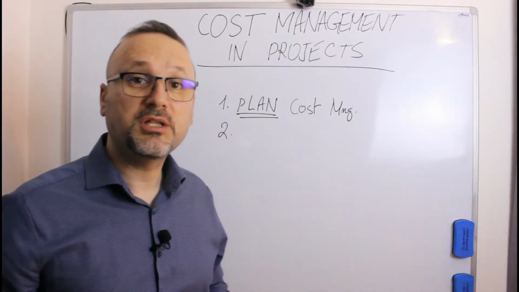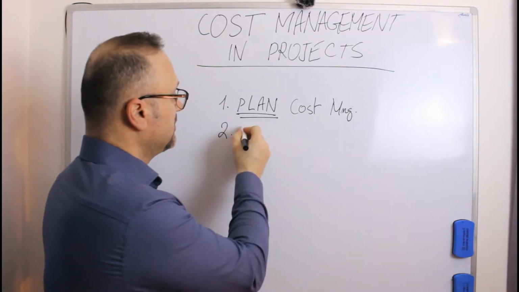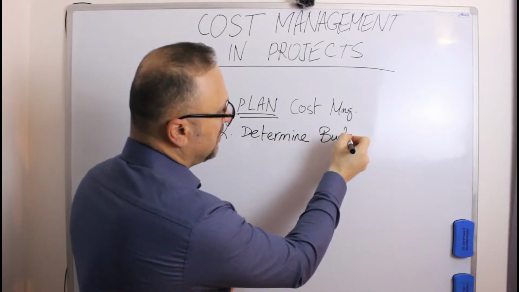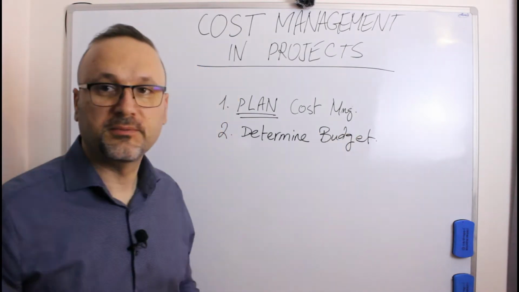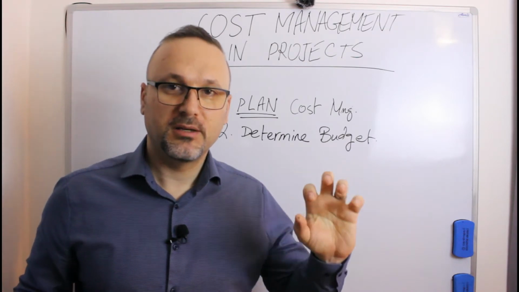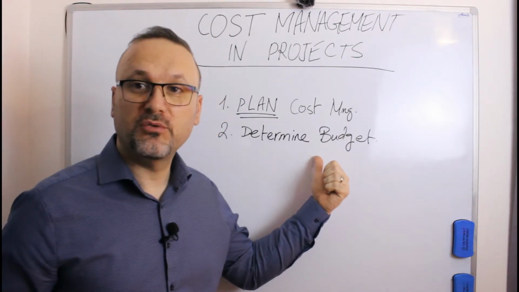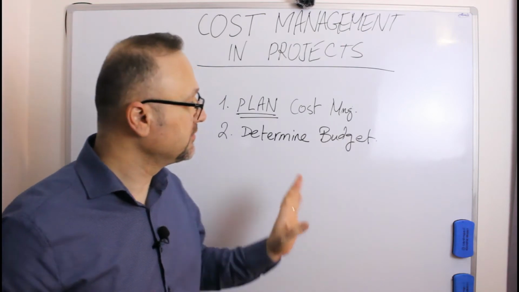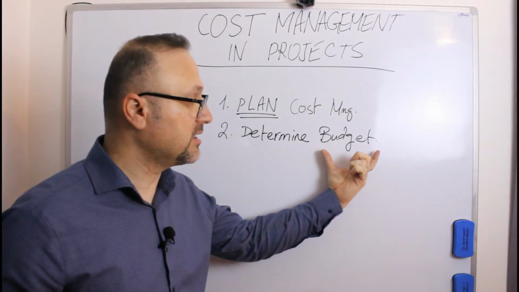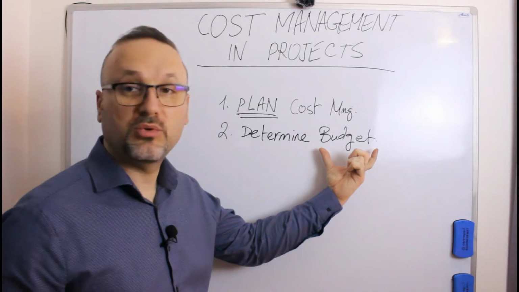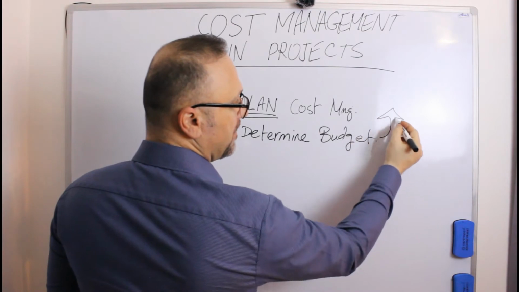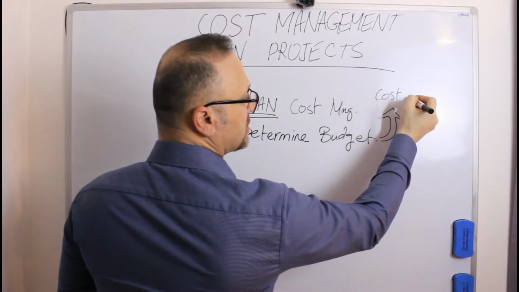Second part, you need to determine your budget. Determine budget. That means you need to check how much money you have available for this project. The budget, you must have, you are checking it, and you need to determine your budget. That is coming from cost estimation.